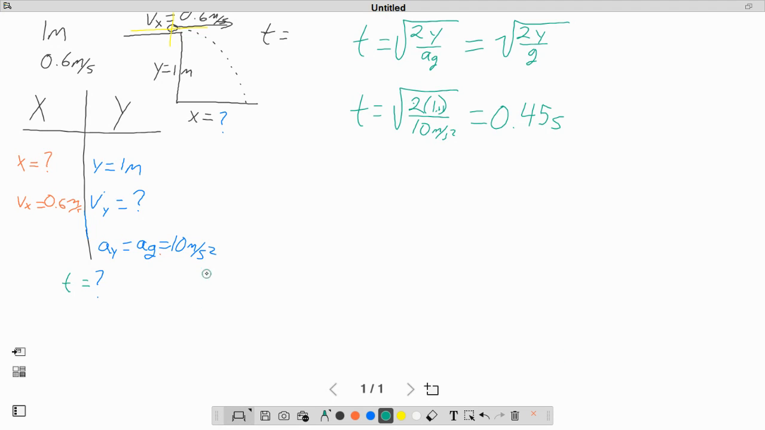So remember that if an object falls for 1 second, it should travel about 5 meters. This is only falling for 1 meter, so our time should be less than a second. So that's less than a second, that makes sense. All right. So that's our time. Now we want to find the distance that it traveled. Well, if we want to find the distance that it traveled, we go, okay, cool. How do we find this distance?